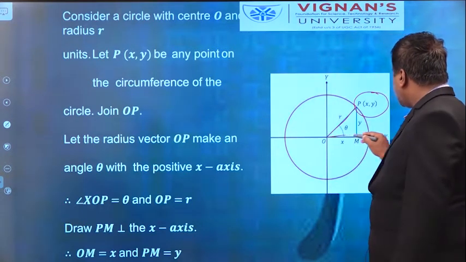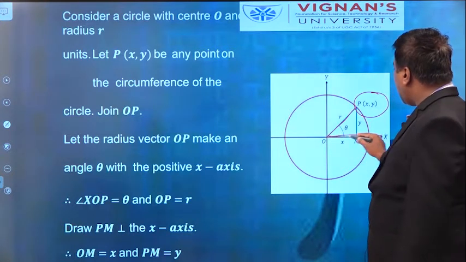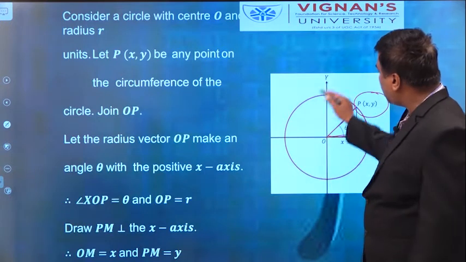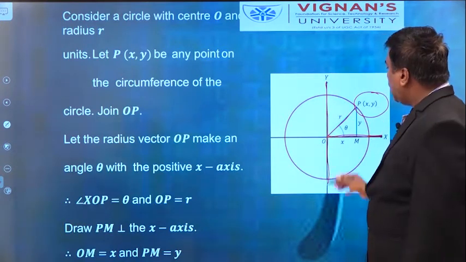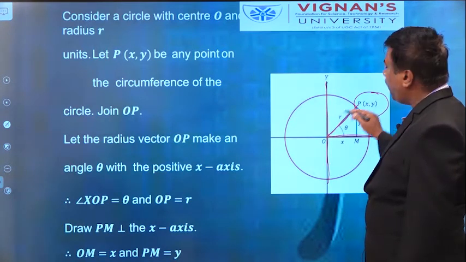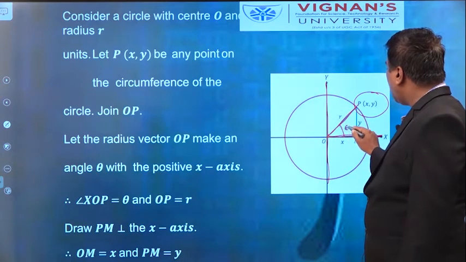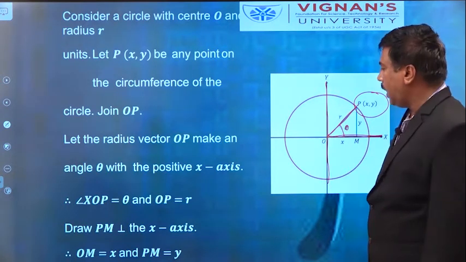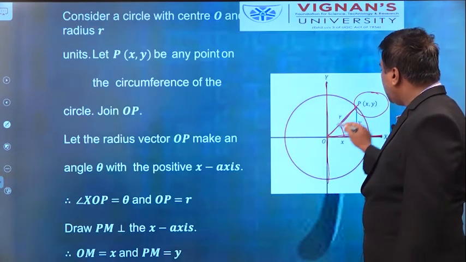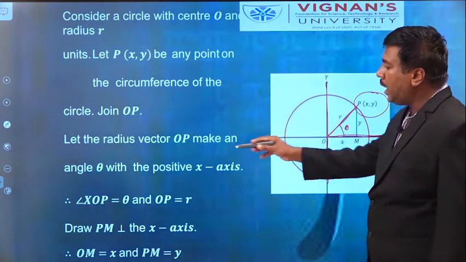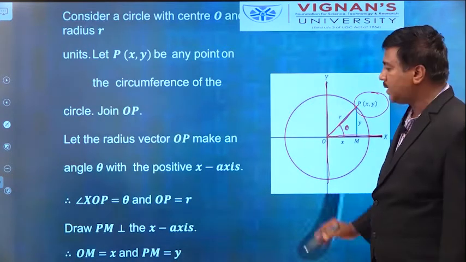This is something we should already know from the previous classes. The horizontal line is called the x-axis and the vertical line is called the y-axis. This radius makes an angle theta with the positive x-axis. Let the angle XOP, the angle at the origin, be theta, and OP is equal to r, the radius of the circle.